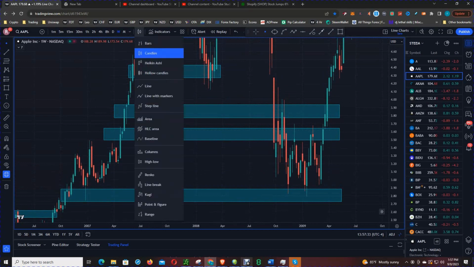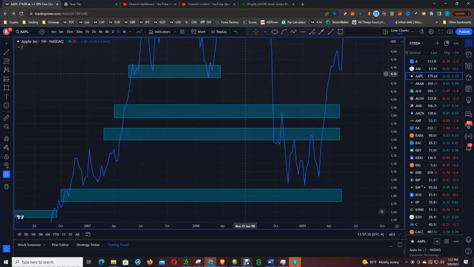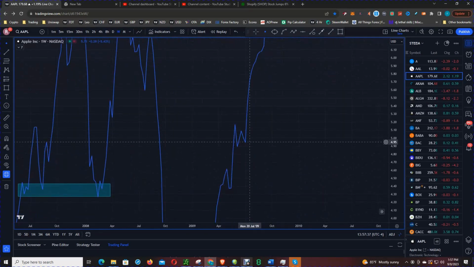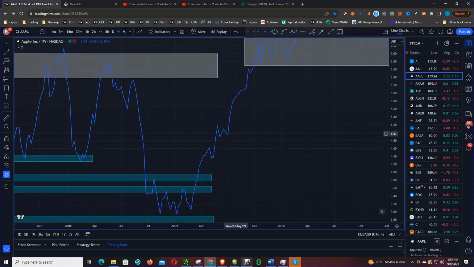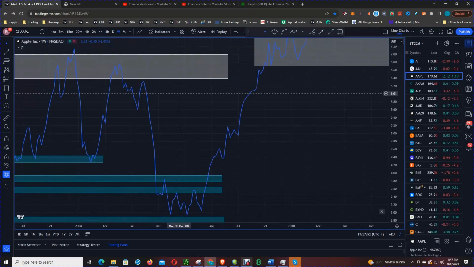All right, let's put back on the lines. I like this here. Now this is 2009 when price was trading at $5. Pretty crazy. Now we're starting to get into the monthly zones that we had drawn prior.